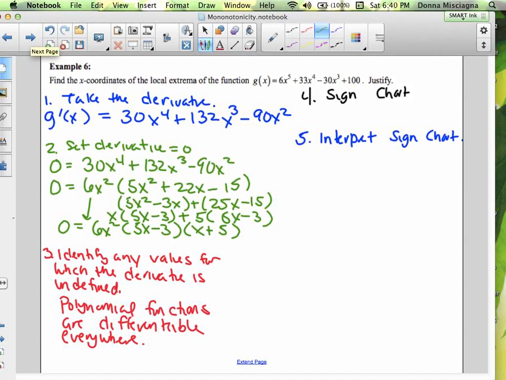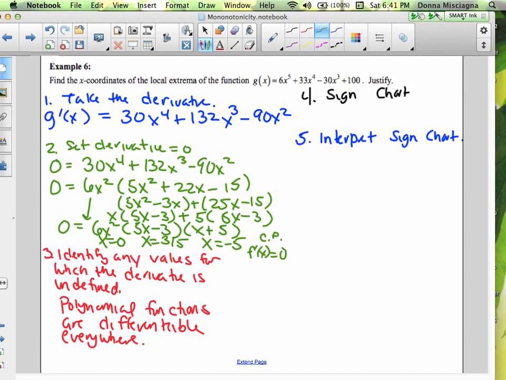All right. So we got 6x squared is equal to 0. So x equals 0. 5x minus 3 equals 0, x is 3/5. And then x plus 5 is 0, x is negative 5. There we go. All right, so these are all our critical points. They're critical points because f prime of x equals 0.